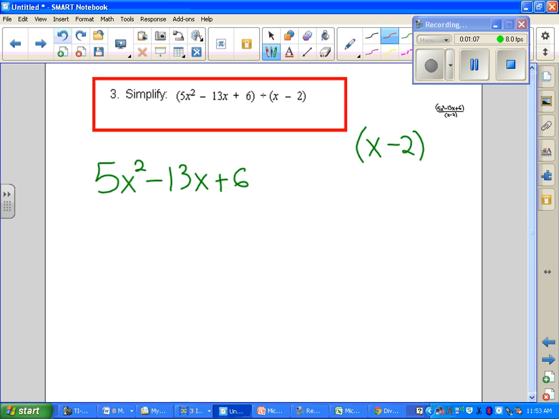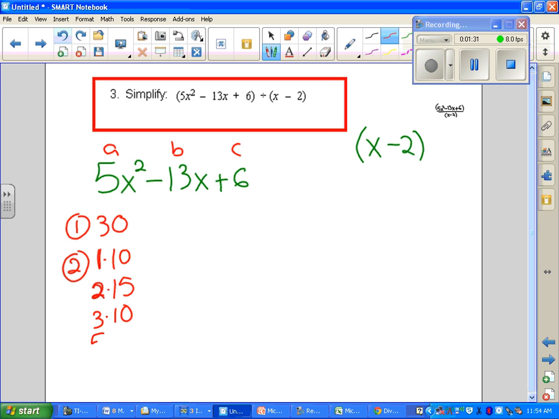So I'll start by multiplying my first and third term. 5 times 6 is 30. Step number 2 is to write down all the factors of 30. Write them all down. Don't get lazy. If you get stuck, what should I try next? Well, you have a 1. Now you have a 2. Shocker, 3 is next. 4 doesn't work. 5 works.